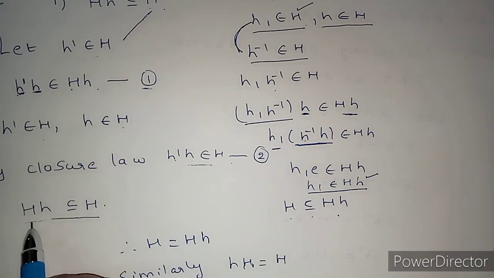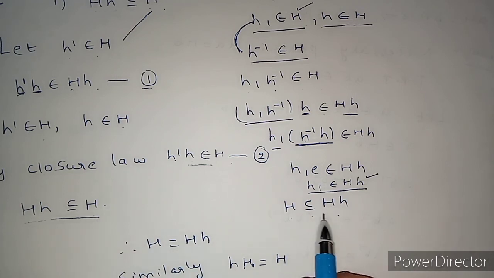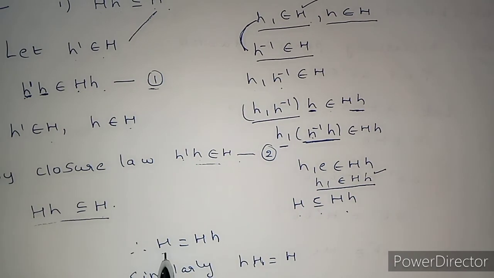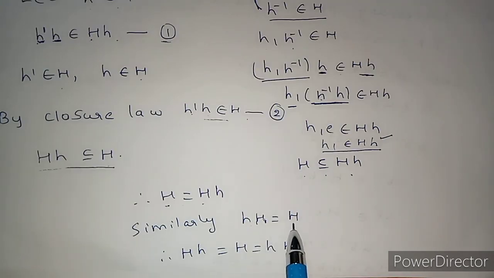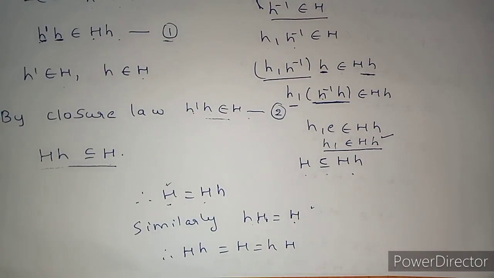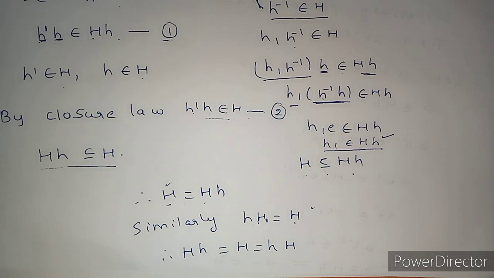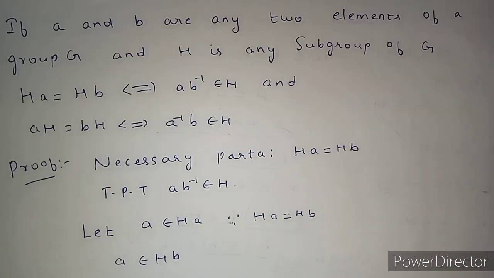Okay, so we have got right coset is contained in subgroup and subgroup is contained in right coset. Then these two are equal, right? So H is equal to subgroup H is equal to right coset Hh. Similarly, we can show that left coset is equal to subgroup. Okay, if these two are equal to subgroup, then obviously left coset is equal to right coset. Okay, I hope you understood this theorem.